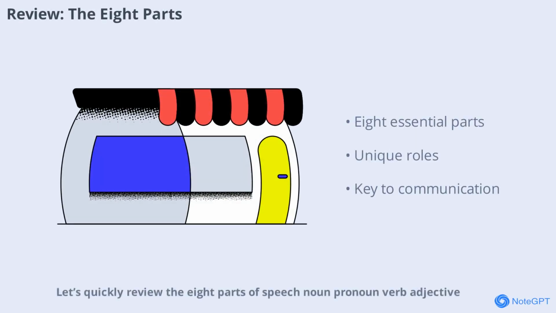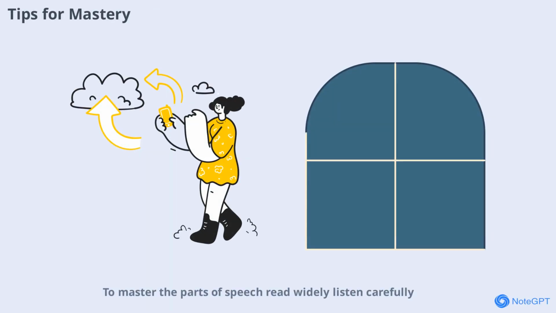Let's quickly review the 8 parts of speech: noun, pronoun, verb, adjective, adverb, preposition, conjunction, and interjection. Each plays a unique role in building sentences and expressing ideas. Mastering them is the key to strong communication. To master the parts of speech, read widely, listen carefully, and practice writing and speaking. Notice how words are used in different contexts. The more you expose yourself to English, the more natural it will become.